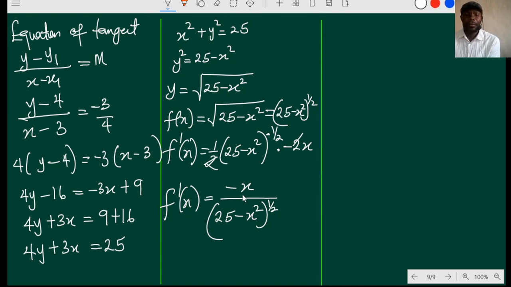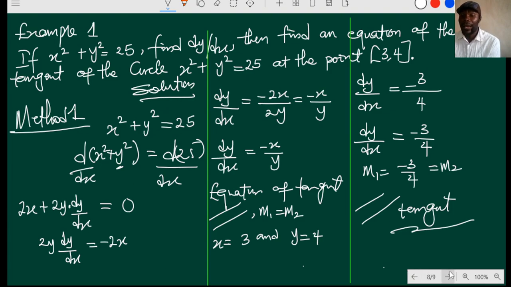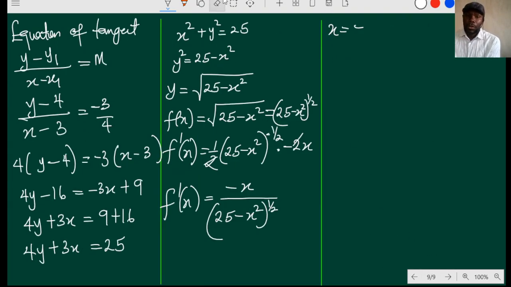Now you have this is your final answer. Now let's put the values of x and y to compare the values of the gradient. Recall that from the point given, our x is 3 and our y is 4. So at these junctions, you're able to see that x is 3 and y is equal to 4. So let's put it in and see what value it will give us.